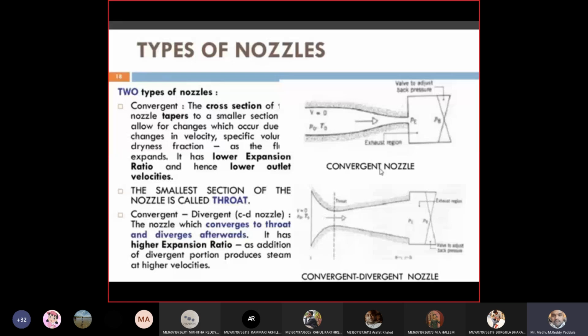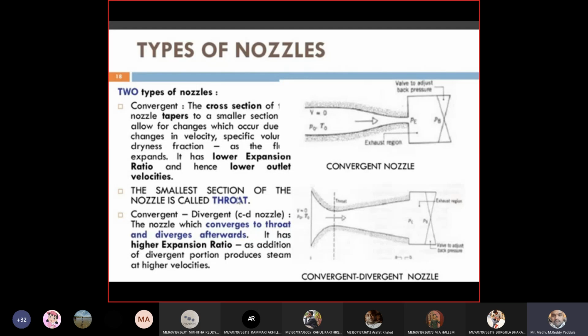Now we have two different types of nozzles: the convergent nozzle and the convergent-divergent nozzle. In a convergent nozzle, only partial expansion of the steam takes place. The expansion ratio is low, therefore we get low velocity at the outlet. Velocity increases from inlet to outlet, but the outlet velocity is not that high. It has a lower expansion ratio and hence lower outlet velocity.